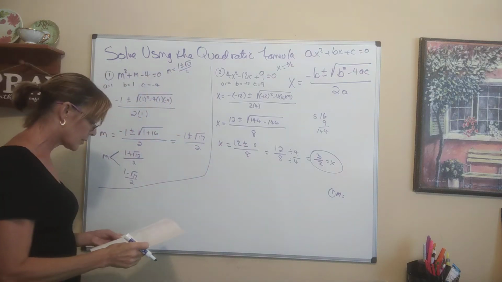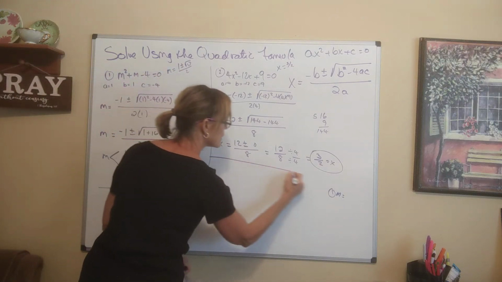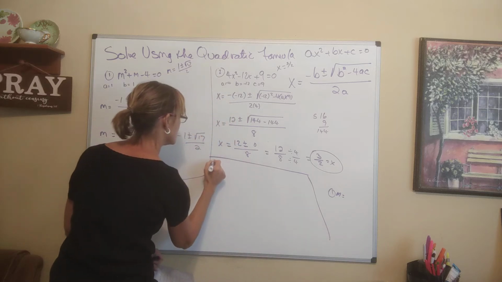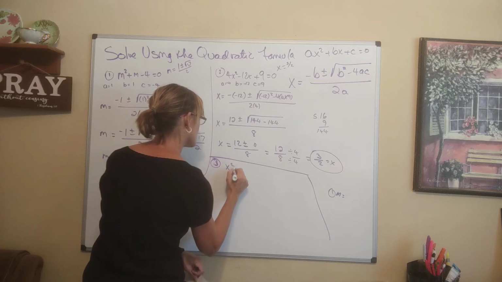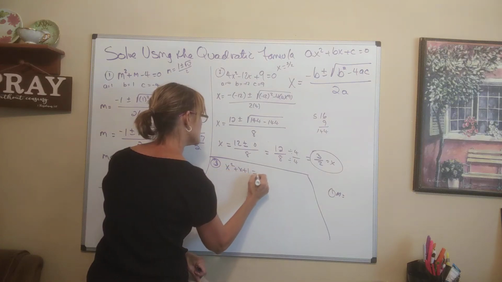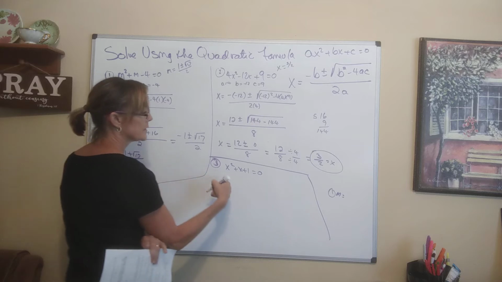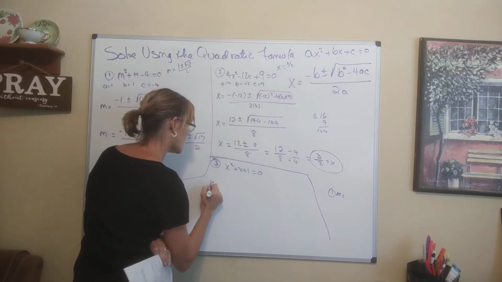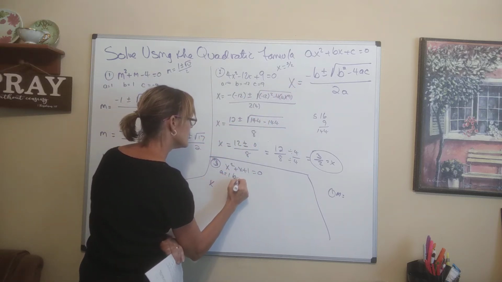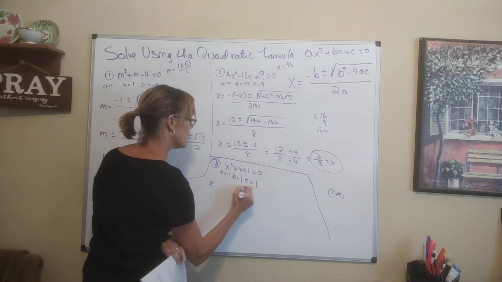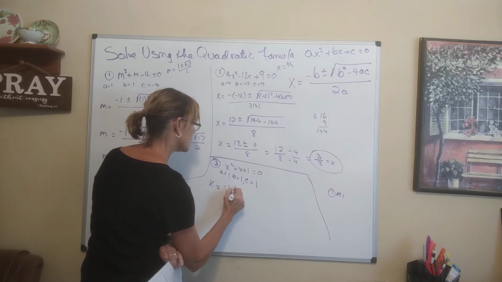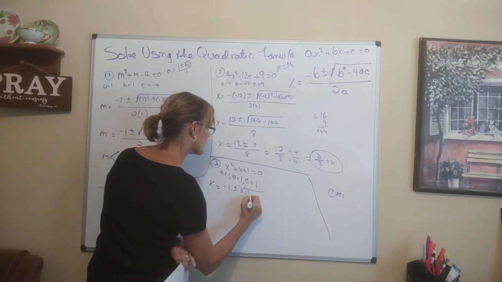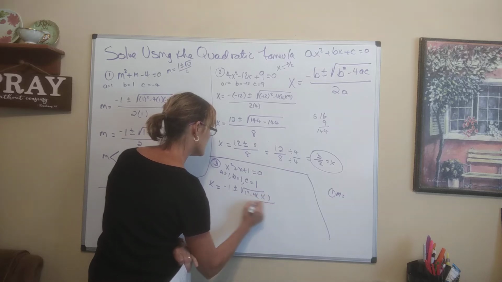Okay. Let's look at number 3. Number 3 on our sheet. What did it say? It's x squared plus x plus 1 is 0. Okay. So this is ready to go. So we'll say A is 1, B is 1, and C is 1. They're all 1 this time. Okay. X is equal to negative B plus or minus the square root of B squared minus 4 times A times C all over 2 times A. And these are all 1s.